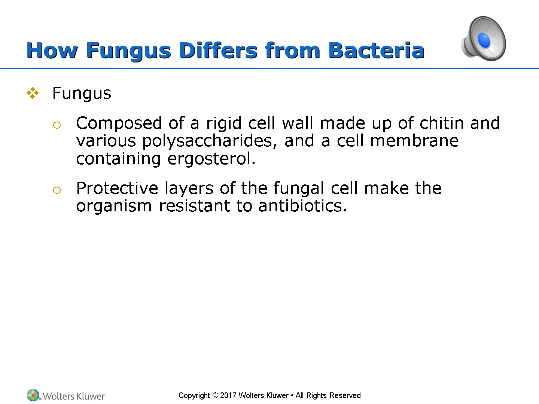A quick overview of how fungus differs from bacteria is that fungus is composed of a rigid cell wall made up of chitin and various polysaccharides. It also contains a cell membrane. The protective layers of the fungal cell make the organism resistant to antibiotics.